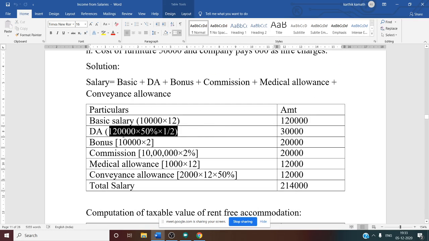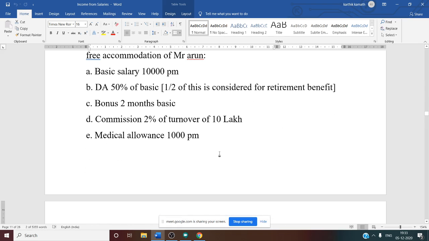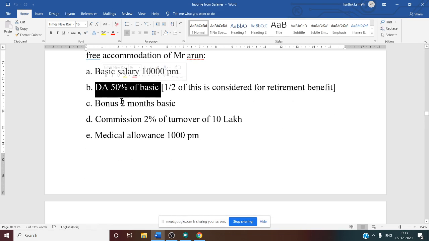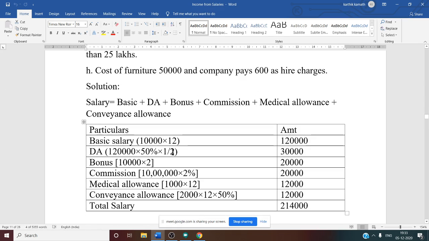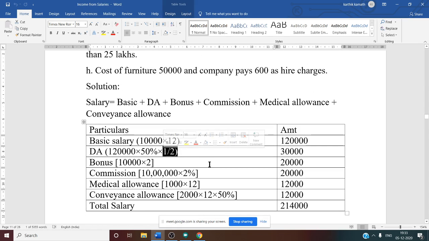Now DA. DA we have already discussed. Given DA is 50% of basic. So 1,20,000 into 50%, that is 60,000. And out of that 60,000, half is considered for retirement benefit. That is why 60,000 into half, 30,000.